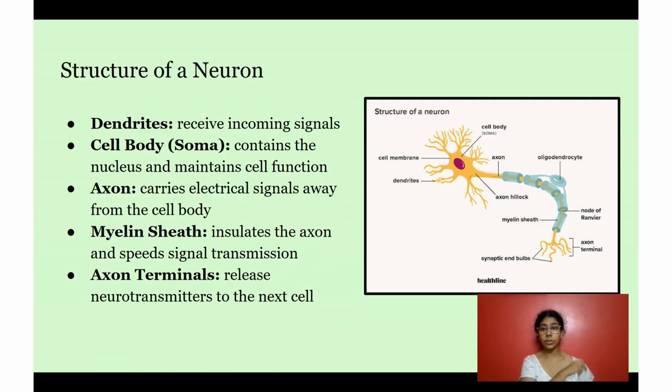Now, a neuron traditionally has dendrites, which receive the incoming signals, a cell body or a soma that contains the nucleus and maintains cellular function, the axon that carries electrical signals away from the cell body, a myelin sheath that insulates the axon and speeds signal transmission, and the axon terminals that release neurotransmitters to the next cell.